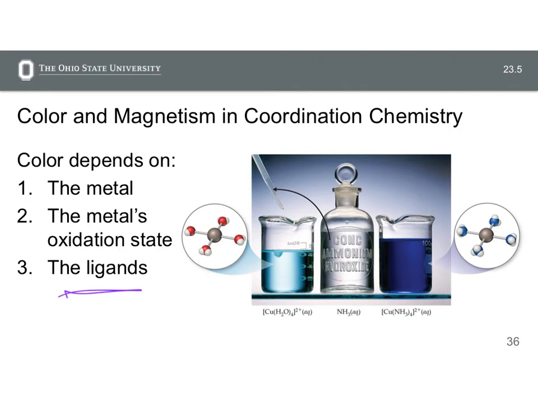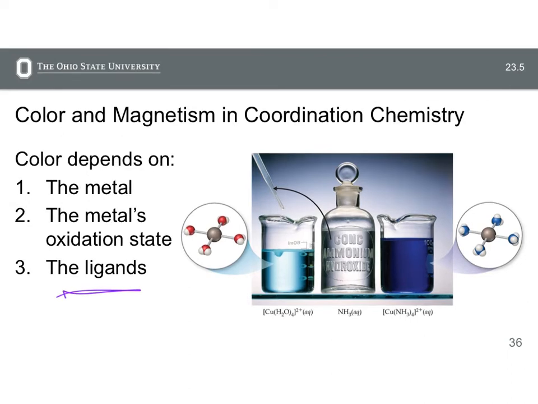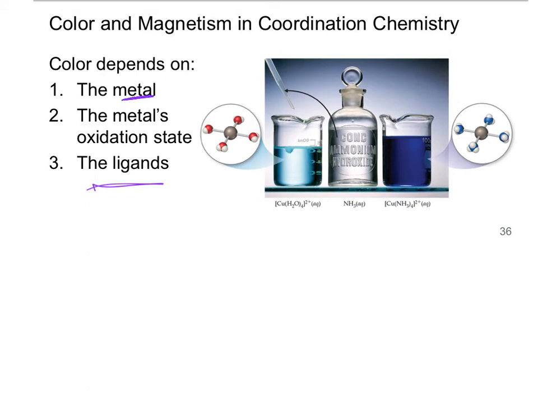Okay, so based on just what I've said, the color depends on the metal, the metal's oxidation state, and the ligand. So what we're going to do is take cobalt chloride, that's the pink solution, that's this one, and nickel sulfate. Those are both soluble salts, and we're going to add ammonia to them. Everything's aqueous.